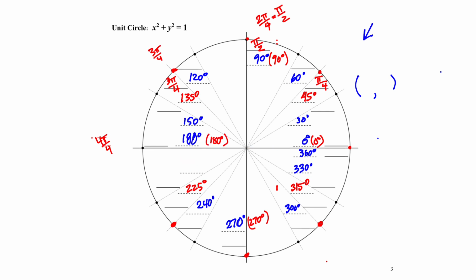Let me pause this. So 4 pi over 4 reduces down to pi. And then we have 5 pi over 4. That doesn't reduce down, so we just leave that as 5 pi over 4. And then we have 6 pi over 4, which if we take out the 2's, leaves us with 3 pi over 2.